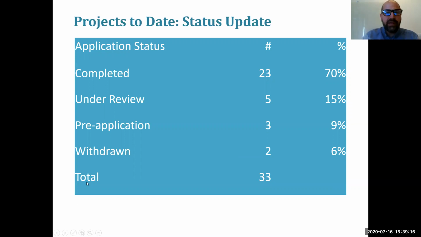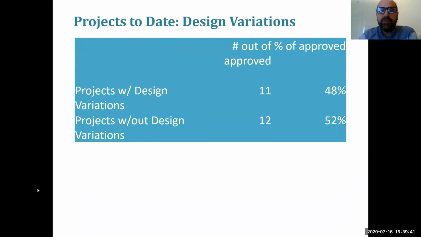70% of those have been completed and approved. 15% are currently under review. There's about 10% that we're in pre-application talks with, and then there are 2 cases that were withdrawn from applying. This is a breakdown of how many of the projects that have been approved requested design variations or not. It's about a 50-50 split.